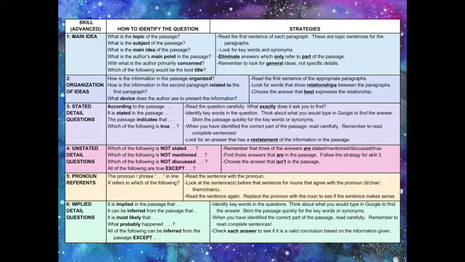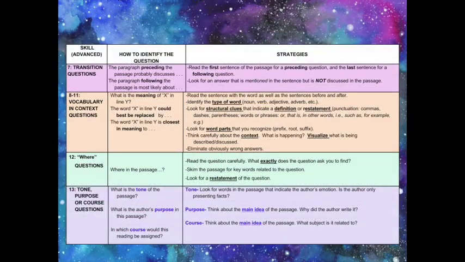You should try to remember which strategies match which questions, so that on the test you are able to identify a question and know what skill it is, and more importantly, to know what strategies you need to follow to find the correct answer. So look at these skills and strategies. Pause this video if you need time to read through the 13 skills and their strategies.